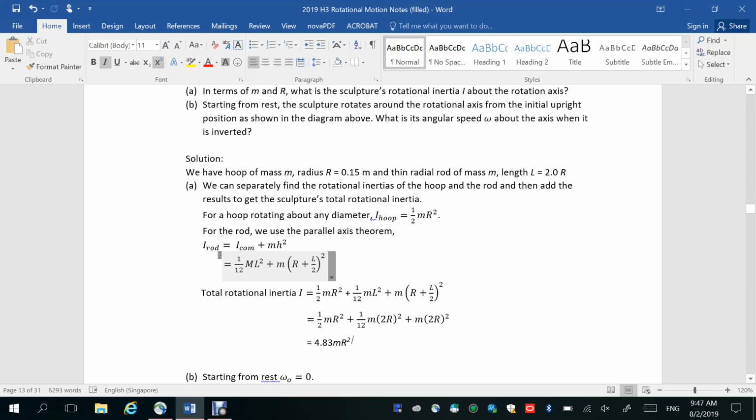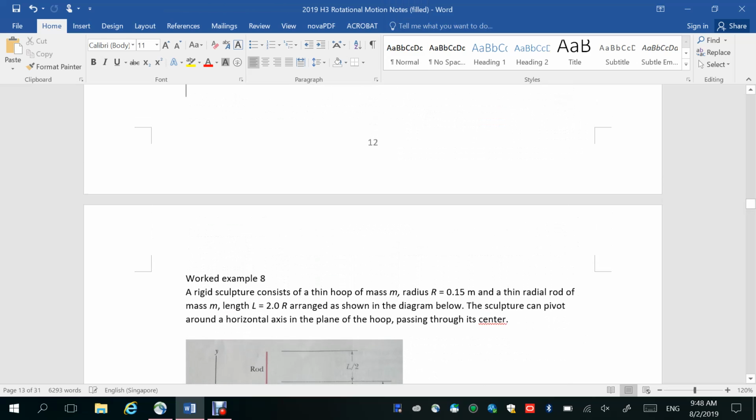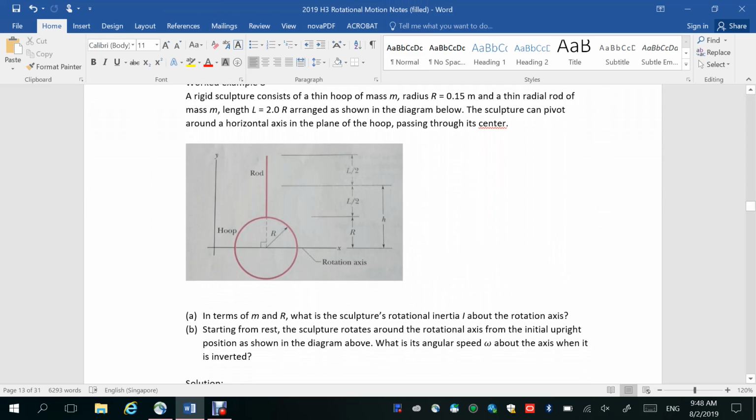In part B, starting from rest, the sculpture rotates about the rotational axis from the initial upright position as shown above. What is its angular speed omega about the axis when it is inverted? Okay, so we go back to the diagram. So this is the initial position. Then it's going to rotate until it's inverted. So when it's inverted, the hook will still look the same, but the rod, instead of on top, will be below here. So this will be the inverted position. You are asked to find the angular speed omega at the instant when it is inverted.